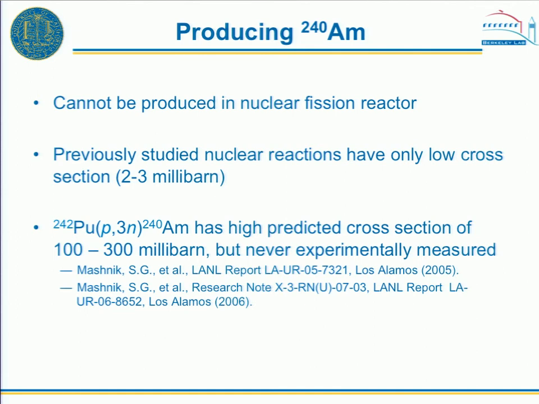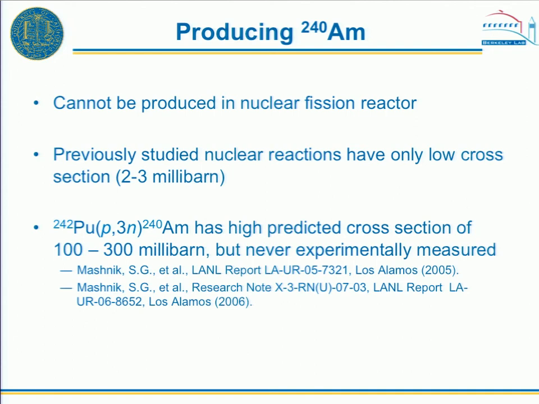Fortunately, there is another nuclear reaction that hadn't been explicitly measured in the literature: the proton bombarding of plutonium-242 at an energy where 3 neutrons were evaporated to make americium-240. This nuclear reaction had a high predicted cross-section through a Los Alamos code and also an old fusion evaporation code. It had a cross-section about 100 times larger than these others. However, it had never been experimentally measured for producing americium-240.